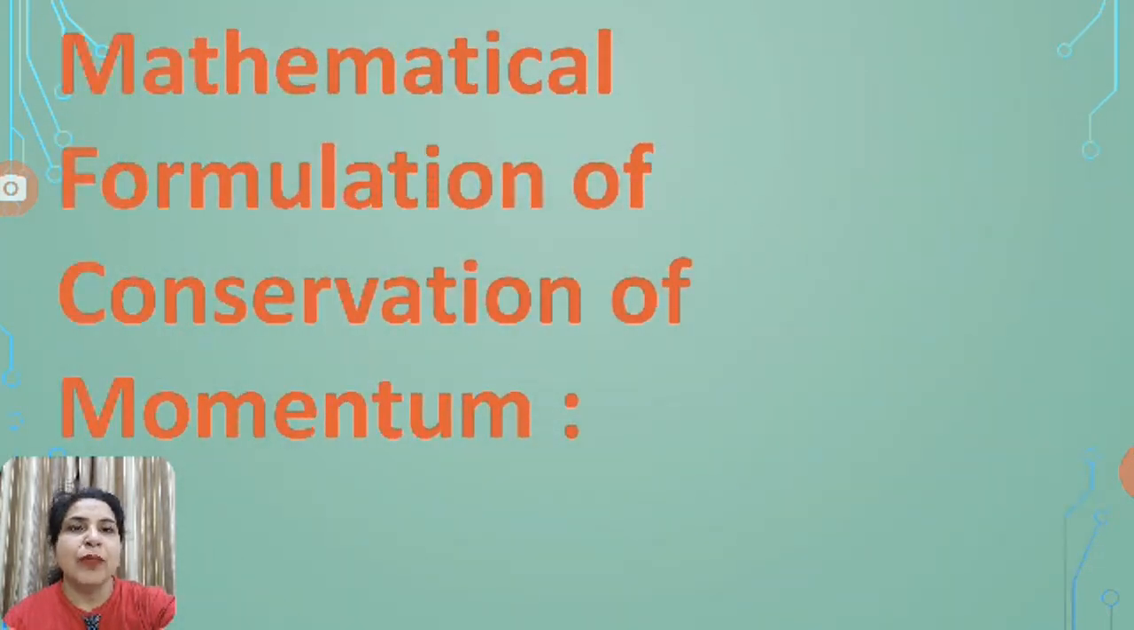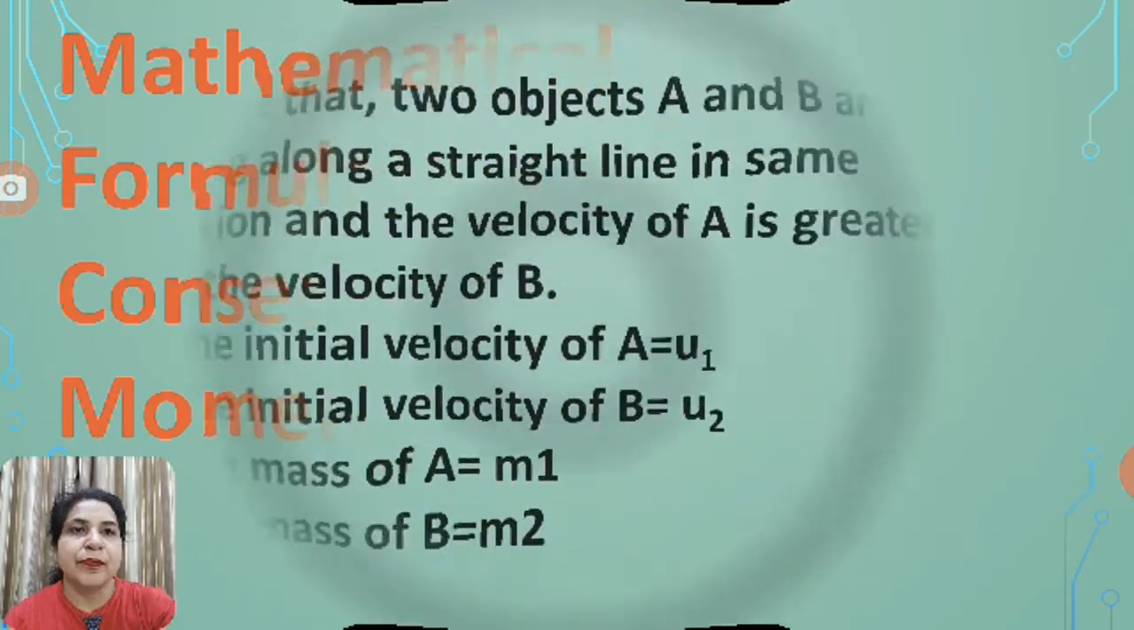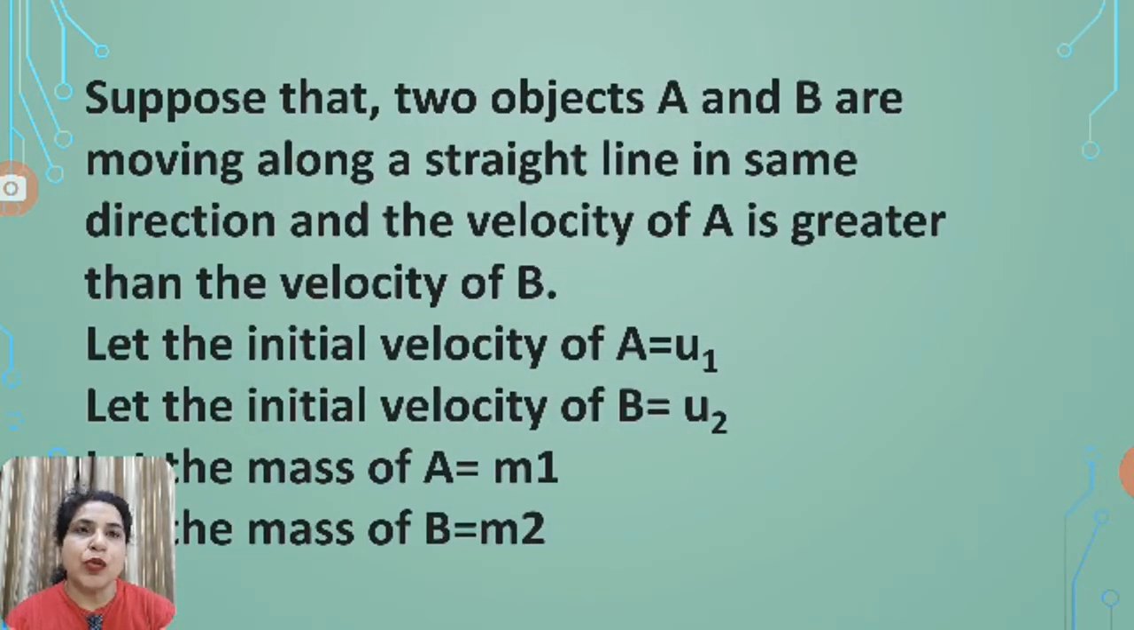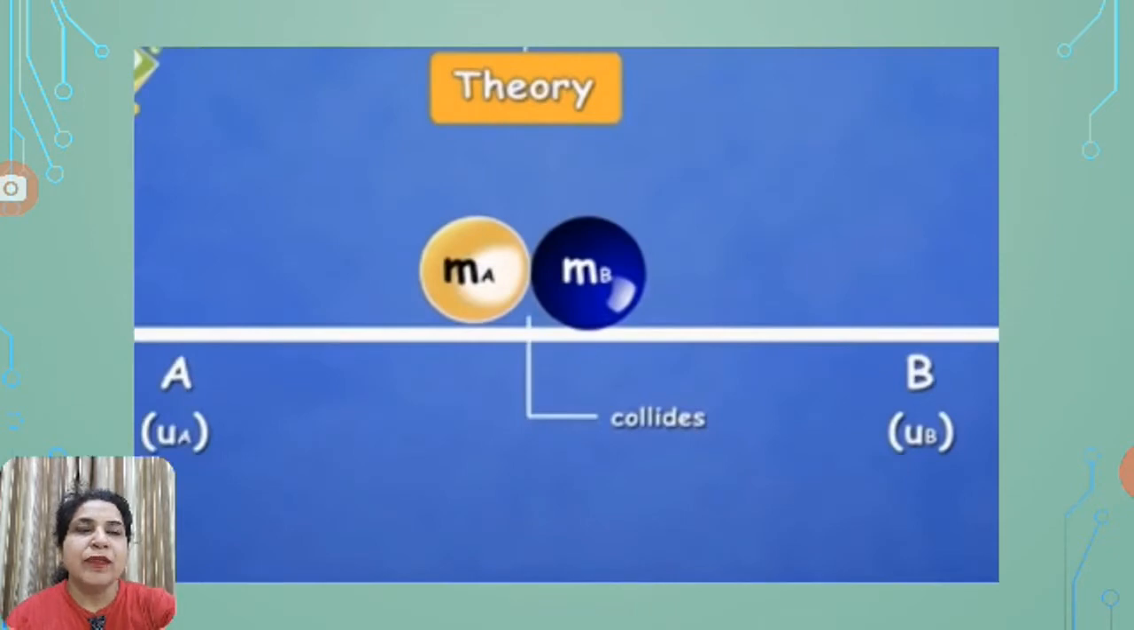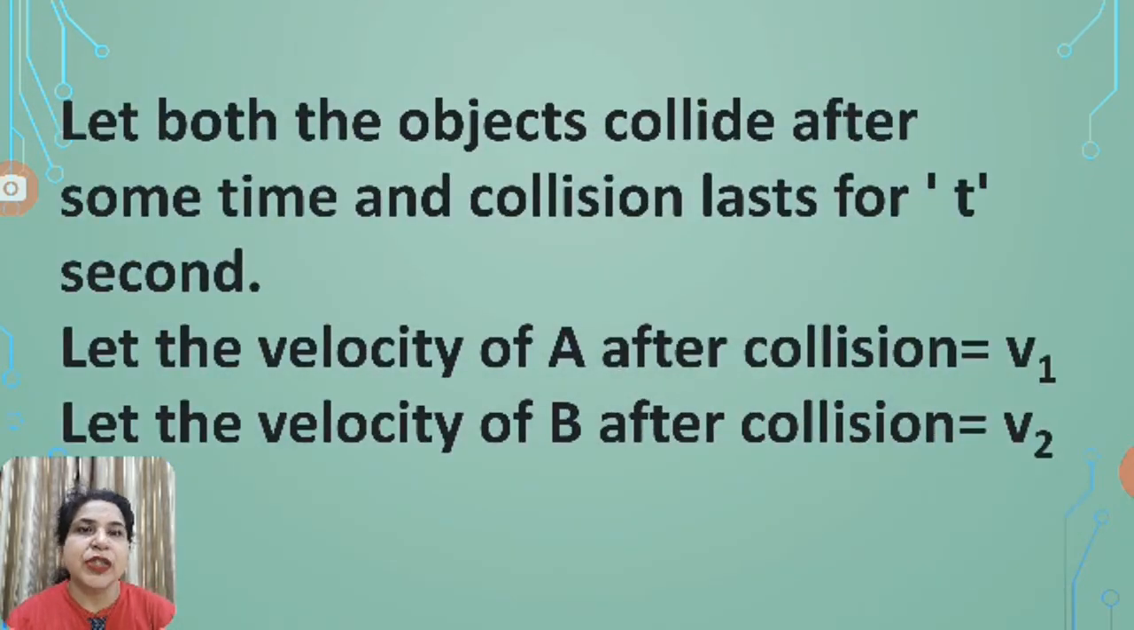So, the mathematical formulation of conservation of momentum. For that, suppose we have taken two objects A and B. They are moving in a straight line in the same direction, and the velocity of A is greater than the velocity of B. Let the initial velocity of A be u1 and the initial velocity of B be u2. The mass of A is m1 and the mass of B is m2. These two bodies collide for t seconds, and after collision they are moving with velocities v1 and v2 respectively.